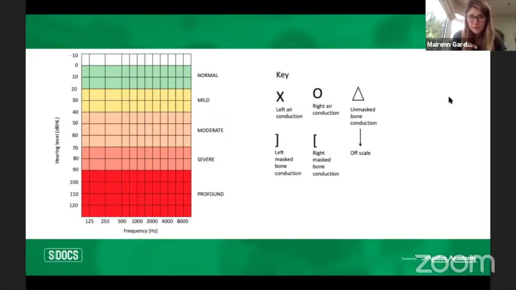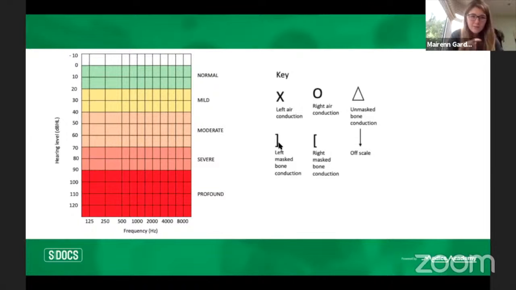What you'll then do is bone conduction, like I said. Unmasked bone conduction means that there will be no sound through the alternate ear. For example, if you're testing right bone conduction, there'll be no sound through the left ear. The problem with this is that there might be some bias, whereas if you put noise through the opposite ear, you'll get masked bone conduction, and this is more reliable. So this is what's often done, and you'll often see the masked bone conduction signs.